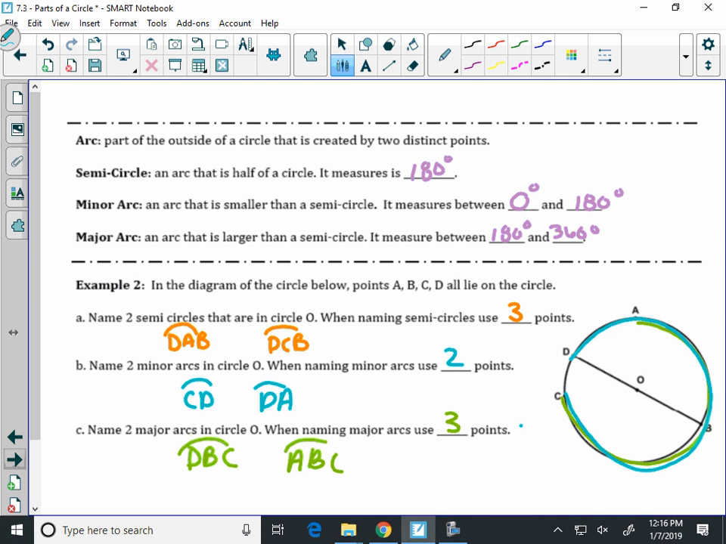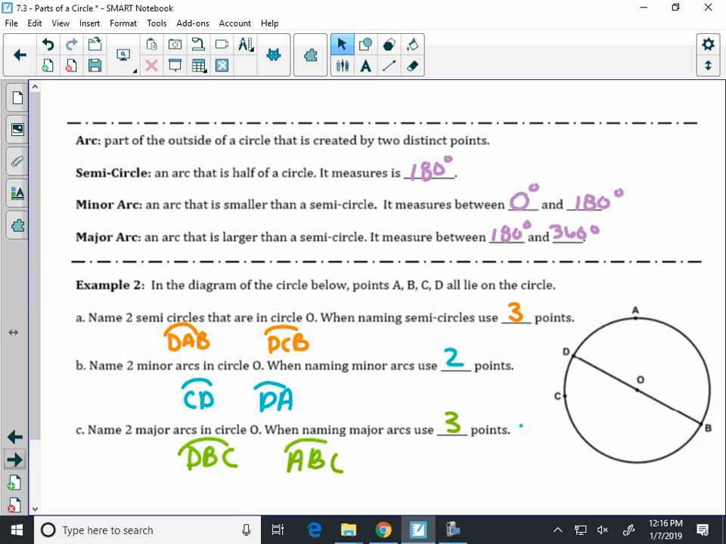And that's the reason why we have different amounts of points. With minor arcs, there's only 2 points, and that's telling you it's a small arc. So you're doing the shortest distance possible when there's only 2. Like here, CD, when I see that, I'm just doing this little baby arc because there's only 2 letters. But when I have 3 points, like BC, that's telling me it's a big arc. Okay? So that's why you have to distinguish the difference between 3 points and 2 points.